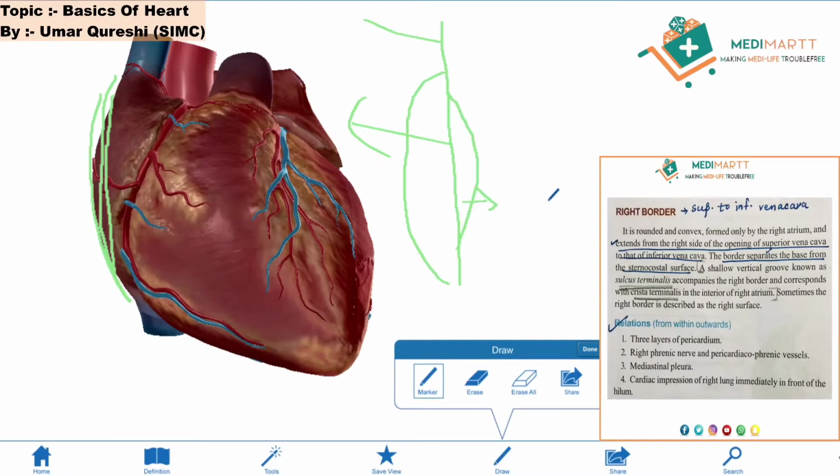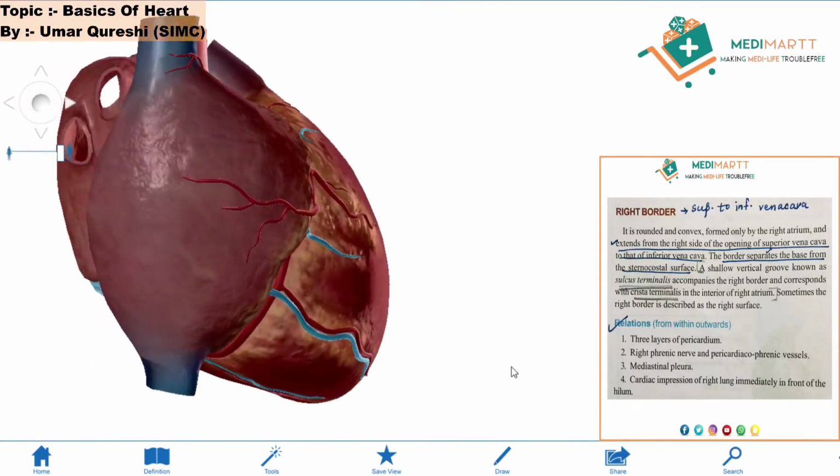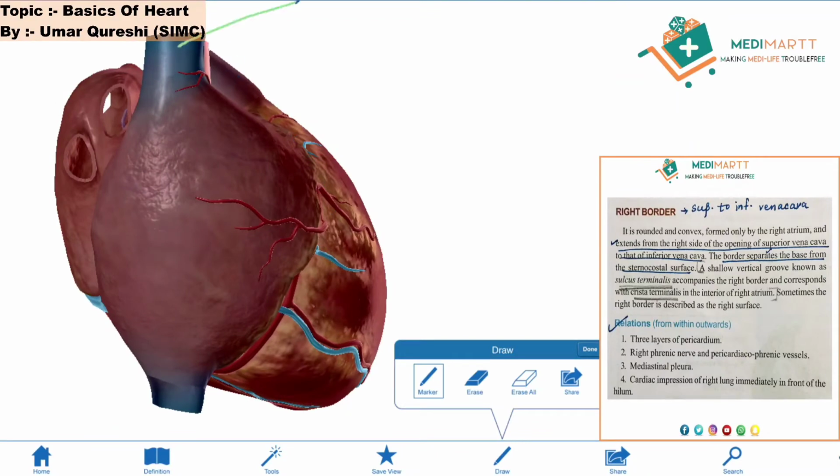Then what's the next point? The next point is that it is formed only by the right atrium. As we all know, this is the right atrium and this is the left atrium, this is the right ventricle, this is the left ventricle. So the right border is only formed by the right atrium, and extends from the right side of the opening of the superior vena cava to the inferior vena cava. This is the superior vena cava and this is the inferior vena cava. So the right border extends from the opening of the superior vena cava to the inferior vena cava. So this is the point.